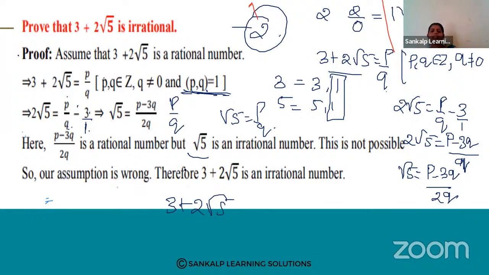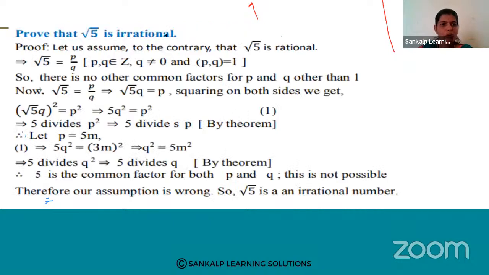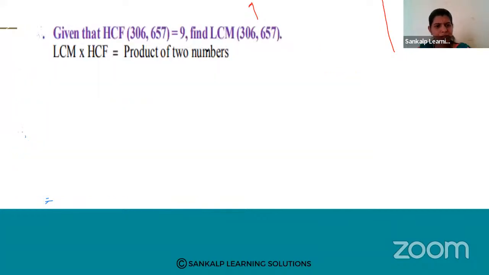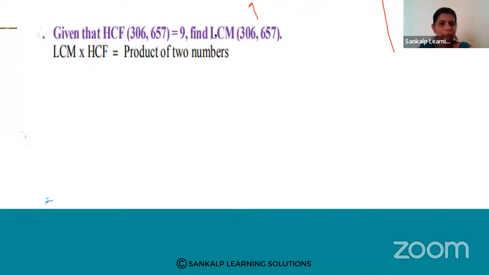Okay, remember, this type of questions were asked in old question papers for 2 marks. Only 2 marks questions come like this. Okay, prove that root 5 is an irrational number. This is also the same story. First you assume that it is a rational number, P by Q. The rest is the same, so write it and practice.